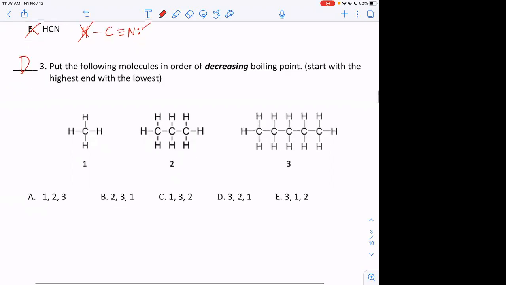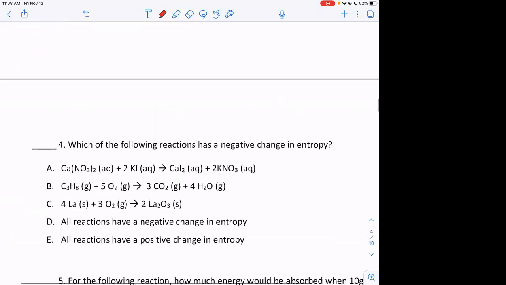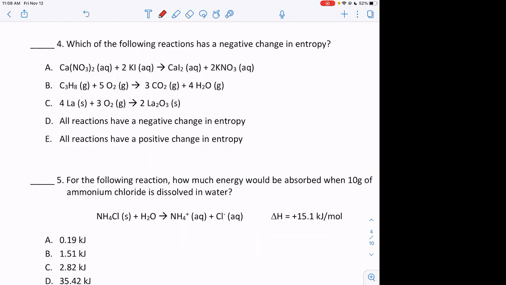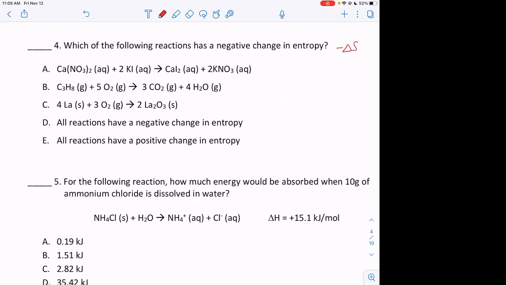So FAD, page 1. Number 4, which of the following reactions has a negative change in entropy? So I'm looking for a negative delta S, meaning you're decreasing in disorder, or you could say you're becoming more ordered. So in which reaction are we becoming more ordered?